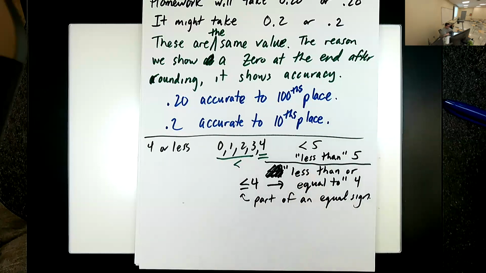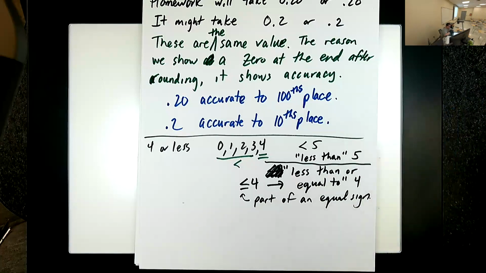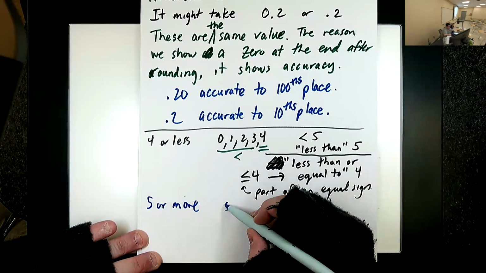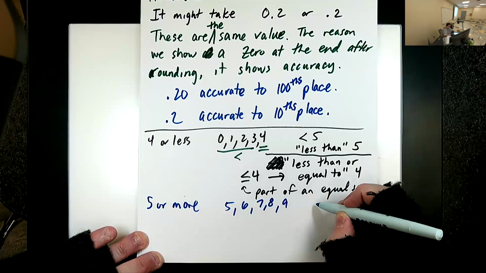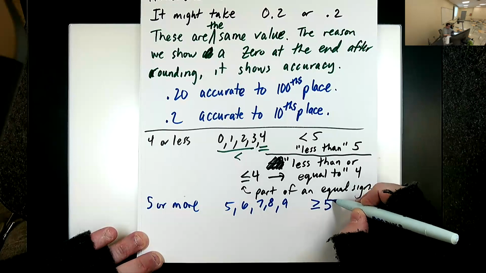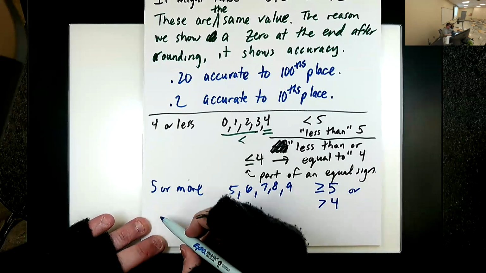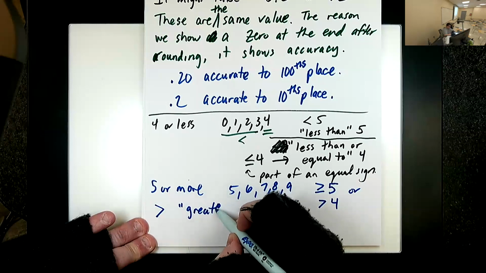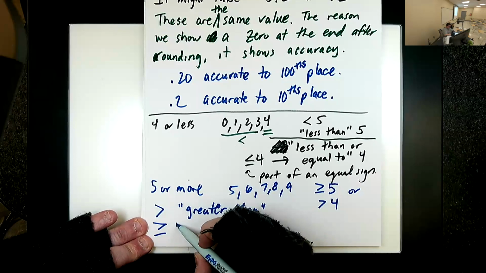Where the thing opens to the right, it means less than. For the numbers that were 5 or more, where we had 5, 6, 7, 8, or 9, we can say that is greater than or equal to 5, or just greater than 4. So that's greater than, and that's greater than or equal to.